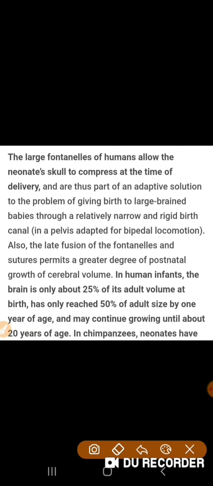We all know that there is the anterior fontanel, and it is also known as the bregmatic fontanel, and this fontanel is helpful in childbirth, because it compresses at the time of delivery, and thus is part of an adaptive solution to the problem of giving birth to large-brained babies through a relatively narrow and rigid birth canal.